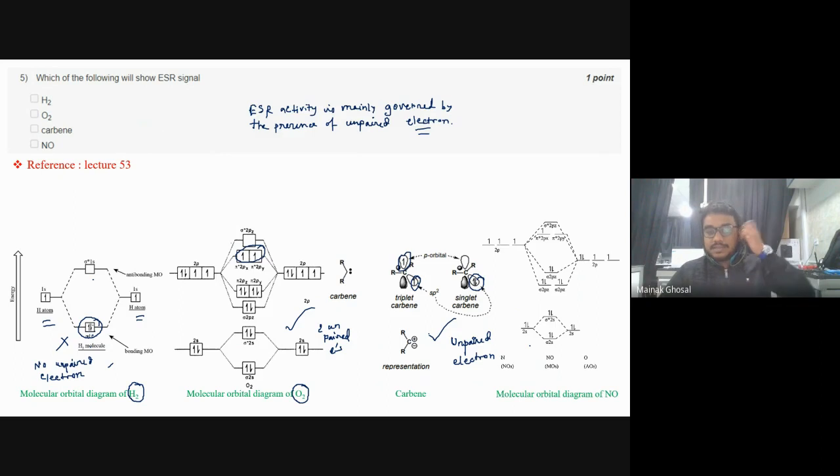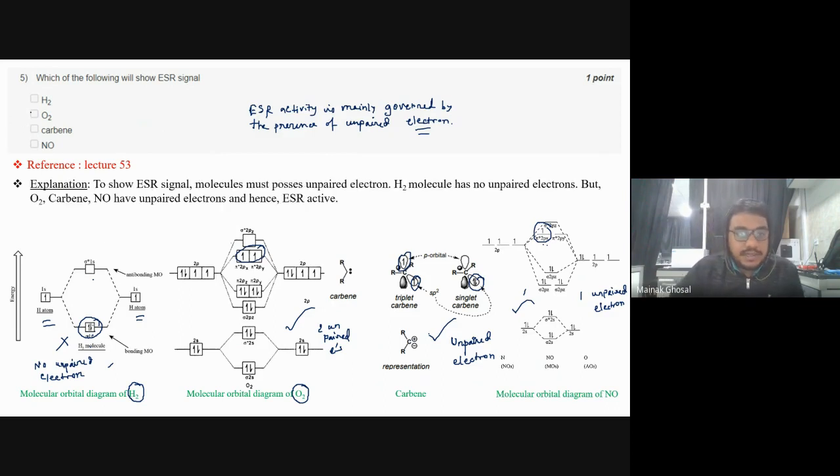Okay. The fourth one is NO. So this is a complicated system. But you can understand that the NO system is a complicated system for which you can see that there is one unpaired electron here. Okay, and this unpaired electron is responsible for its properties. One unpaired electron means it will be ESR active. So you can see the three options which will be ESR active: oxygen is active, carbon is active, and NO is also active. Okay, but for hydrogen there is no unpaired electron, so hydrogen will be ESR inactive. So the answer is only oxygen, carbon, and NO.